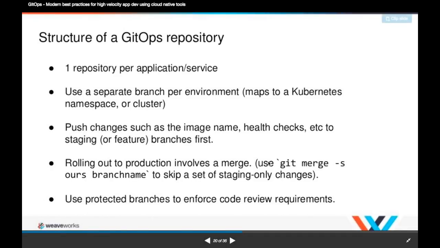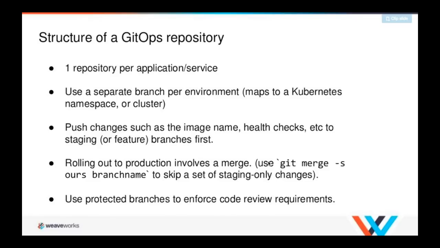So let's see what they say about managing the GitOps repository, right? They say that you should have only one repository for an application or a service. So you should have a separate repository for each application or service. Let's say I have 10 microservices. That basically means I have 10 GitOps repositories, which will have all my infrastructure code.